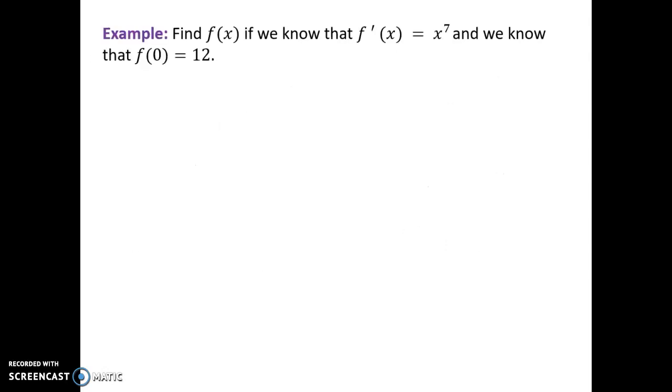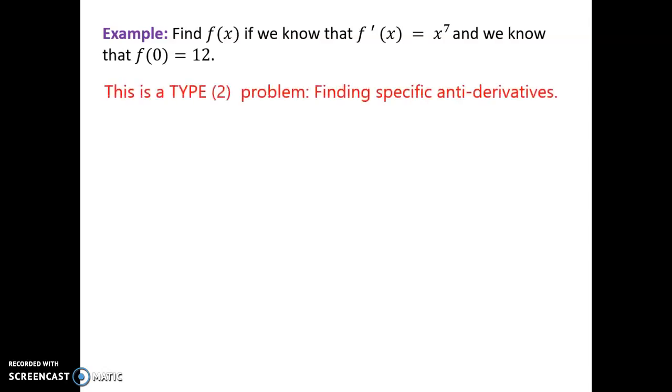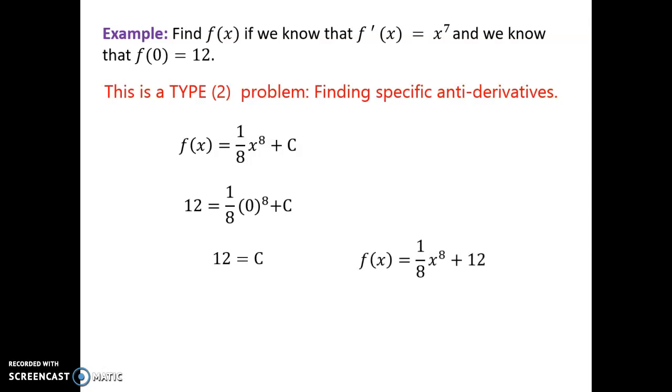Let's look at some other ones. Now, if we knew that the derivative function was x to the 7th, and we also knew that f of 0 equals 12, this is an initial value problem, a specific antiderivative. So I take the general antiderivative first using the power rule going backwards for antiderivatives, and then substitute 12 in for y and 0 in for x. So in this case, my constant equals 12. So my answer is the one and only one function, f of x equals 1/8 x to the 8th plus 12.